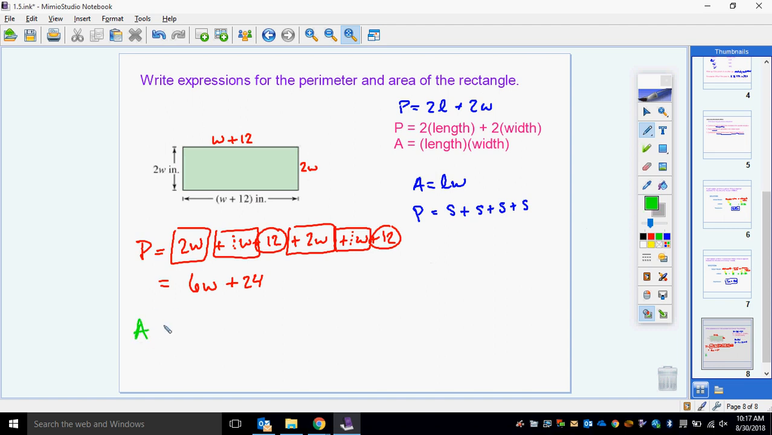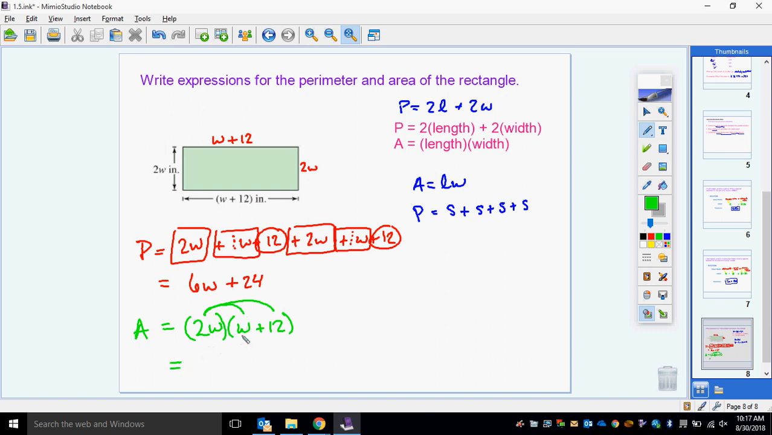Now let's find area. Area equals length times width, so I'm going to take the length and multiply it times the width. So 2w times w plus 12. This shows multiplication when it's in parentheses. You can put both in parentheses. You could put one in parentheses. But w plus 12 needs to be in parentheses since it started in parentheses. So I'm multiplying them, and we need to use the distribution property and distribute 2w to both terms in the parentheses.